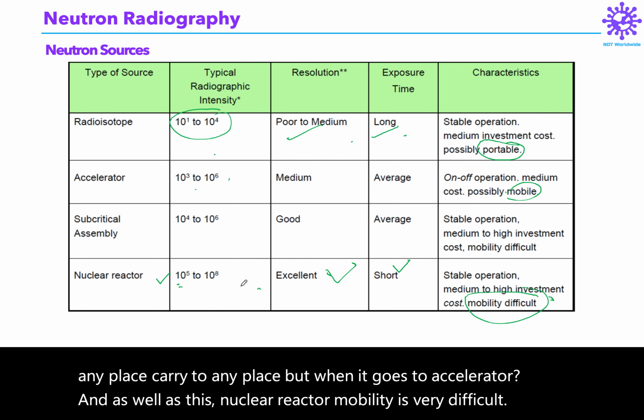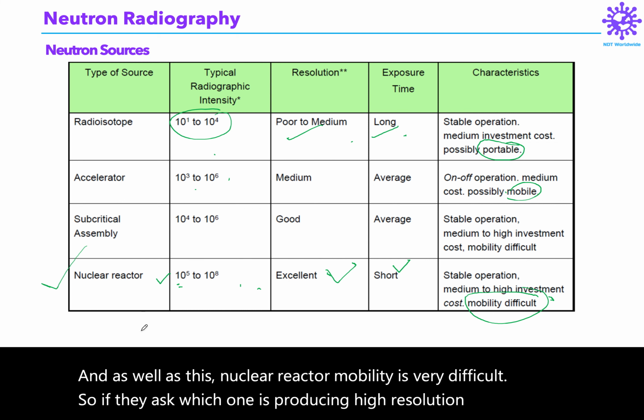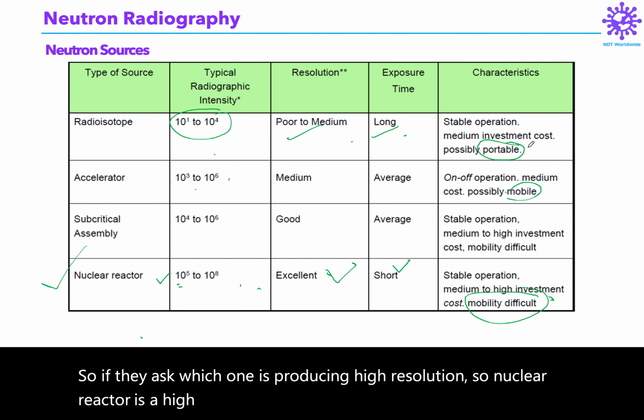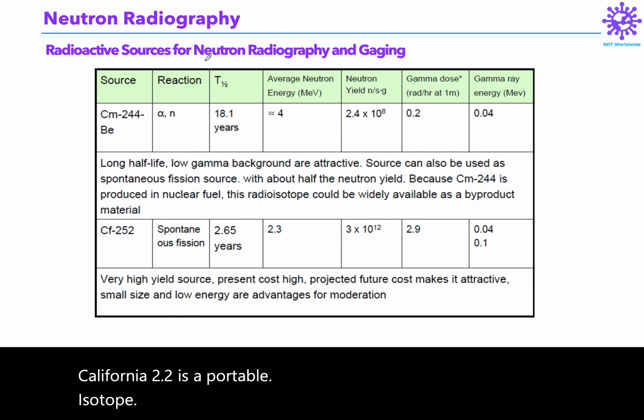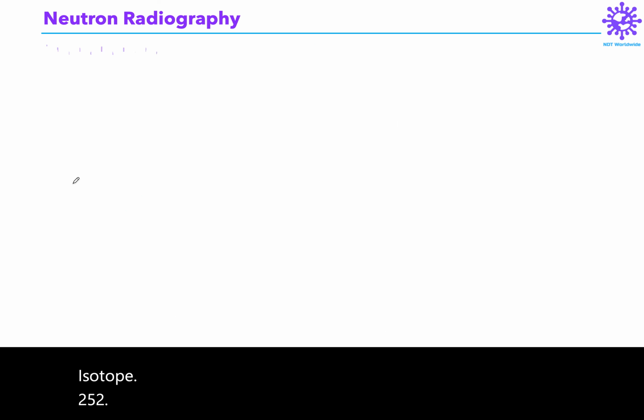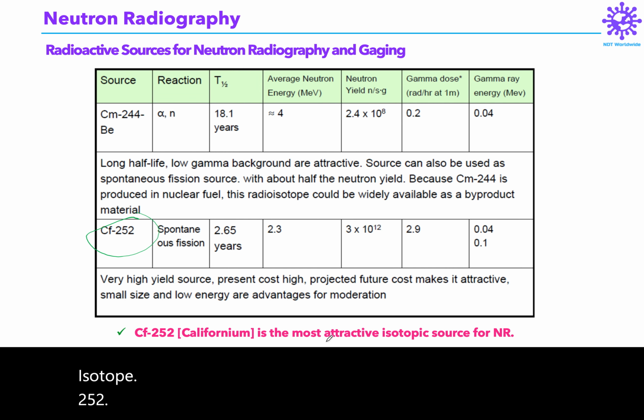So if they ask which one is producing high resolution, the nuclear reactor is high. But if they ask which one is portable, then Californium 252 is a portable isotope. You can see here Californium 252. So Californium 252 is the most active isotope.